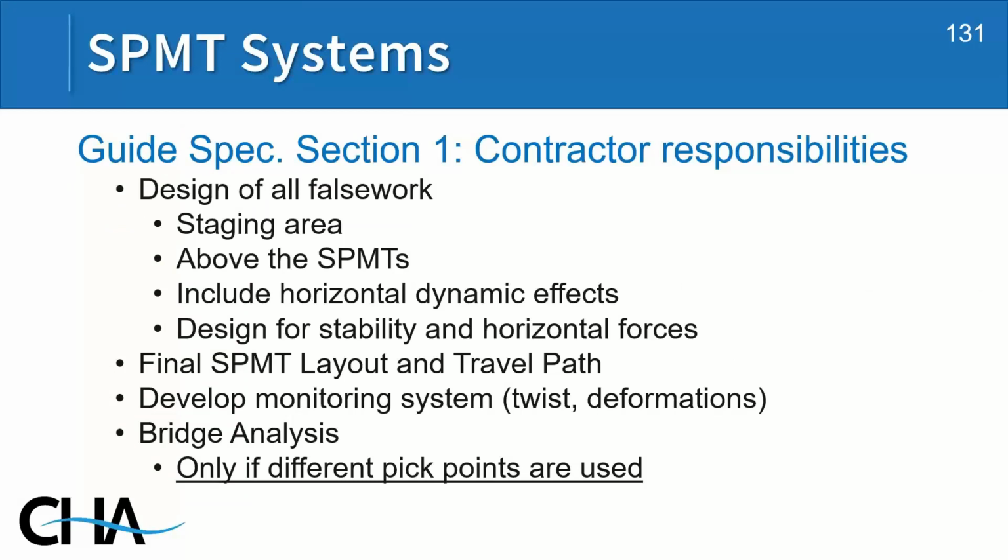So guide spec section 1 outlines not only designer responsibilities, but also contractor responsibilities. And the contractor is responsible for designing all the false work, for laying out the staging area. All the false work above the SPMTs is designed by the contractor. They need to include horizontal dynamic effects and vertical dynamic effects in their design. And they have to design for stability to make sure the system is stable during the move.